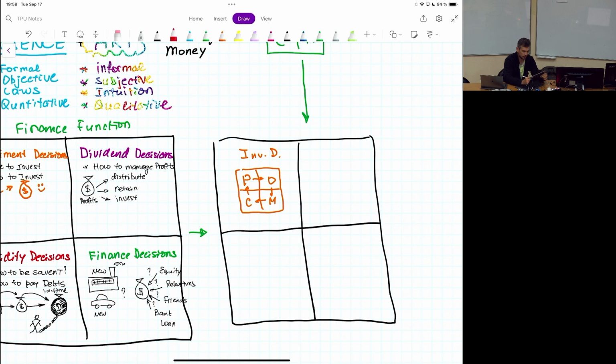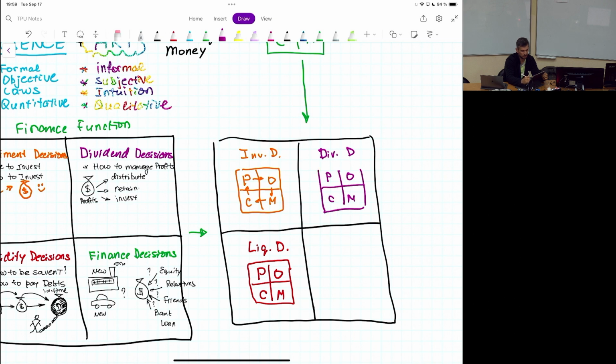Then if you go to liquidity decisions, you do the same thing: planning, organizing, motivating, and controlling. In the same way, you do some managerial activities in the liquidity section. And in the same way, you go to dividend decisions: planning, organizing, motivating, and controlling. And eventually, when you get to the financing decisions: planning, organizing, motivating, controlling.